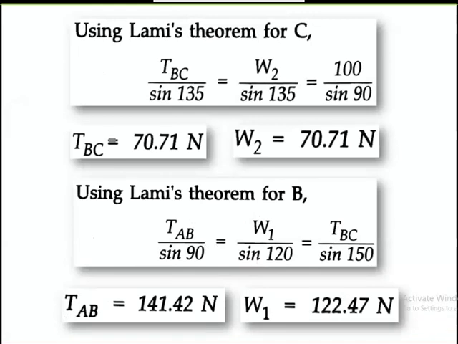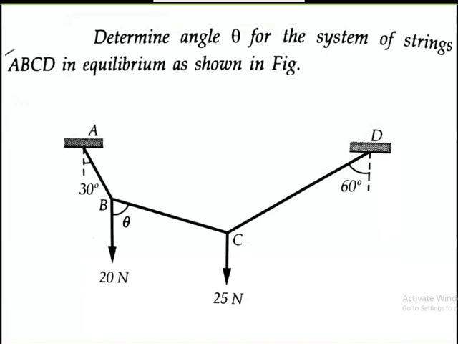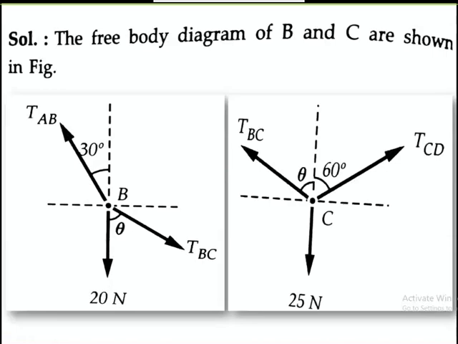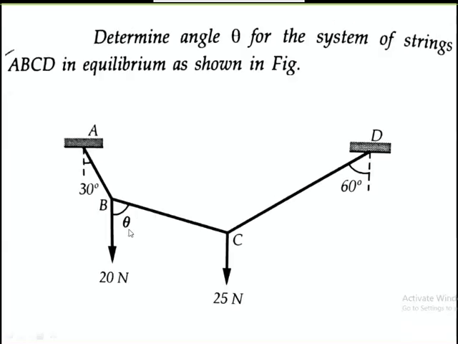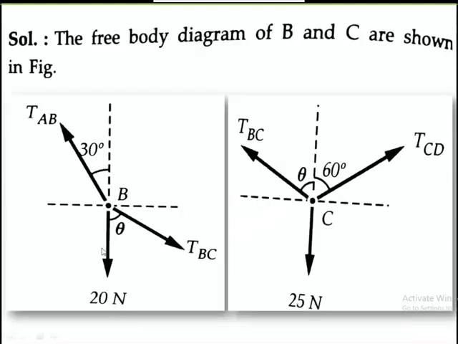So this is how we will solve the problems on strings. And this is another problem. Here we have to calculate the angle theta. Determine the angle theta for the system of strings ABCD in equilibrium, as shown in the figure. The procedure is the same. Here we have drawn the free body diagram at point B and point C. At point B it is TAB, TBC, and a 20 Newton force acting downwards.